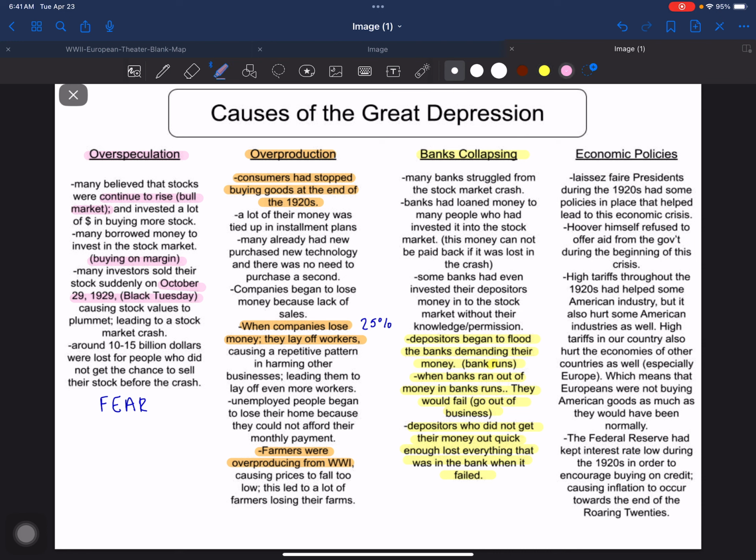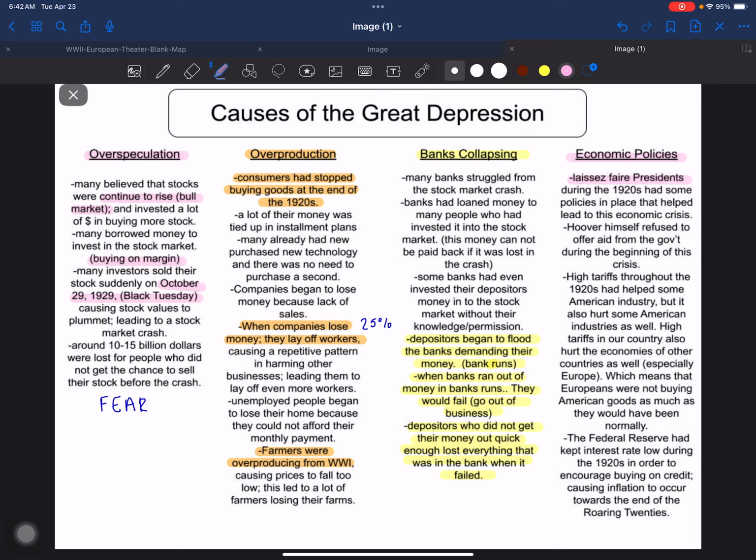We also had some poor economic policies in place. You're going to learn when we cover FDR's New Deal that FDR is going to look at how our economic system was running, and we're going to realize we've got to make some permanent changes to make sure this doesn't happen again. Some of the economic policies in place that contributed to this depression are laissez-faire presidents. In the 1920s, we had Harding, Coolidge, and then at the outbreak of the Great Depression, we have Hoover, whose policy is rugged individualism.